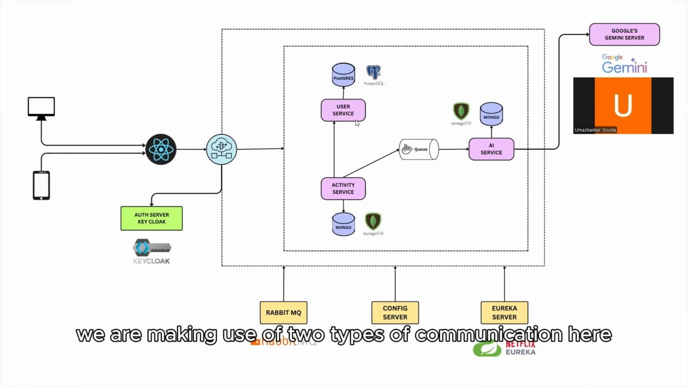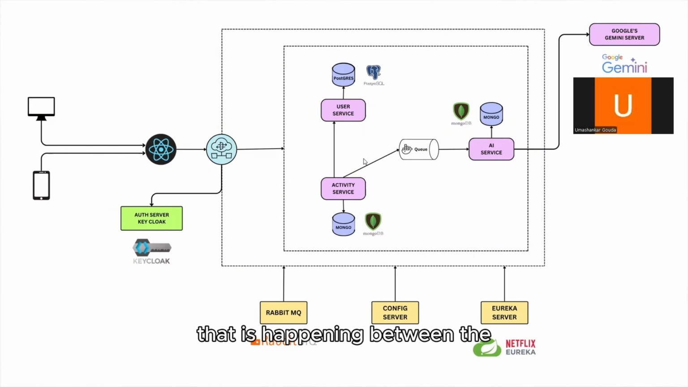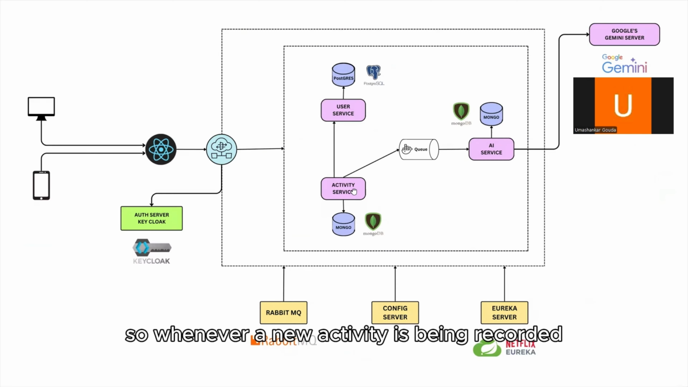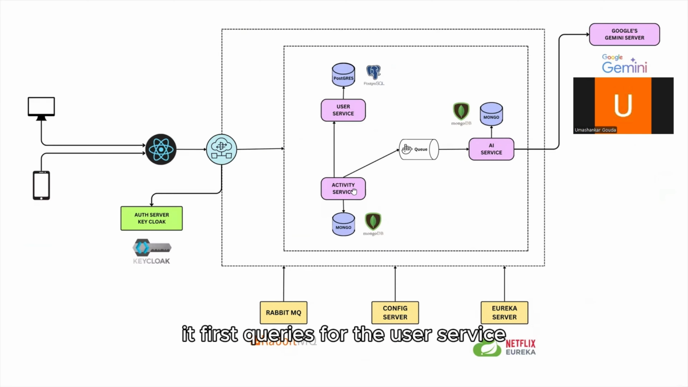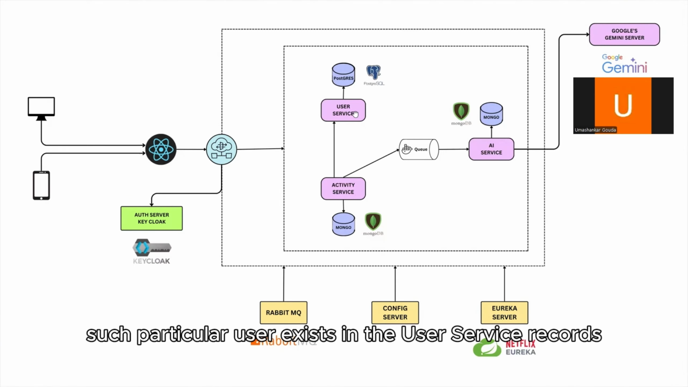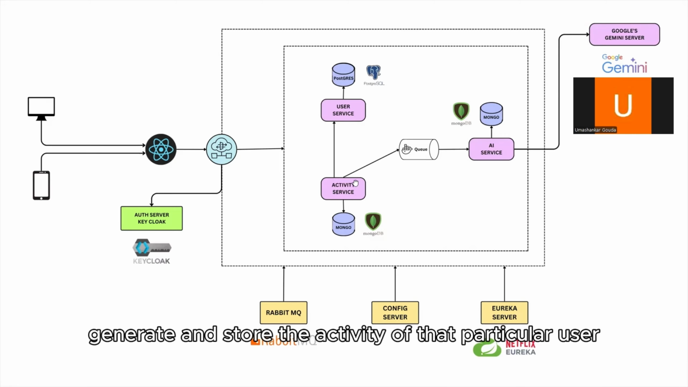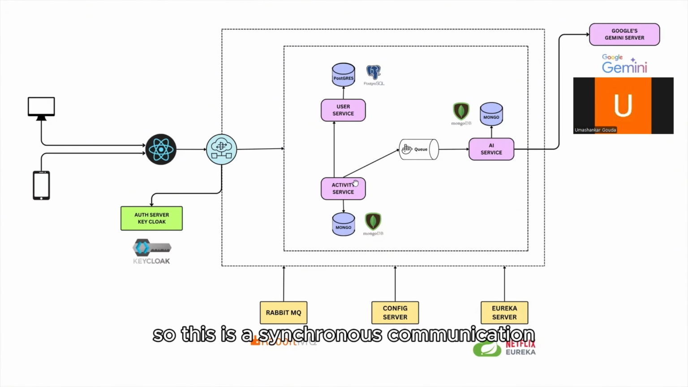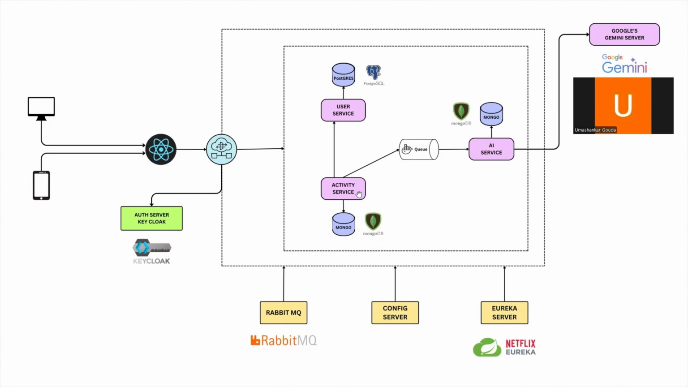We are making use of two types of communication here. One is synchronous communication that is happening between the activity service and the user service. So whenever a new activity is being recorded in the activity service, it first queries the user service and asks if the particular user for this activity exists or not. If there is no such user as claimed by the activity request, then the activity service will just return that this is an invalid user. Only if such a user exists in the user service records will the activity service generate and store the activity of that particular user. So this is synchronous communication. This happens as soon as the activity service gets a request for an activity.